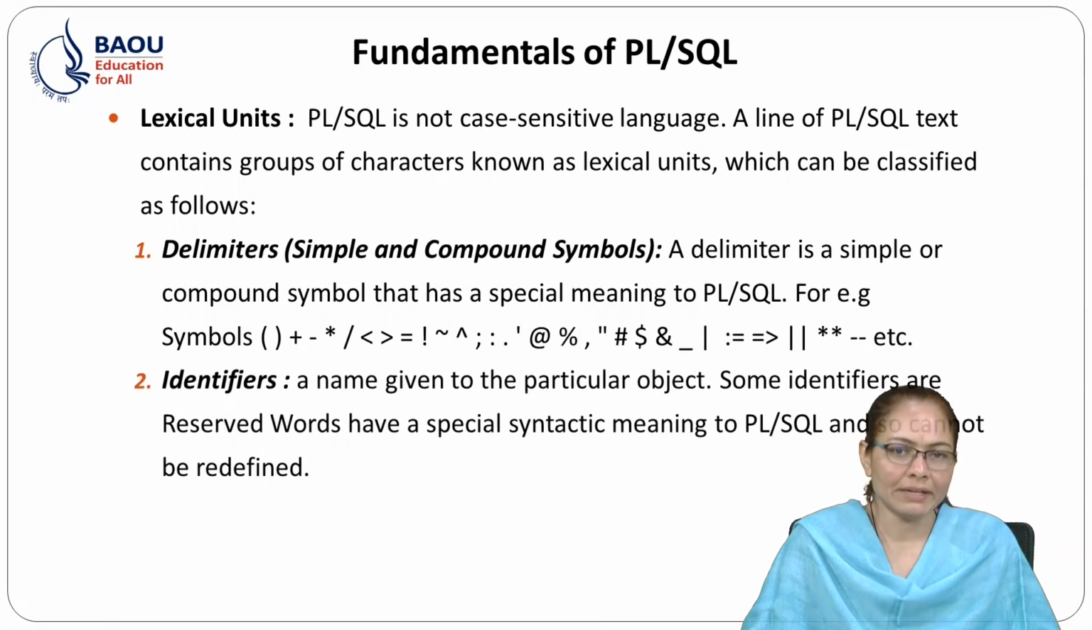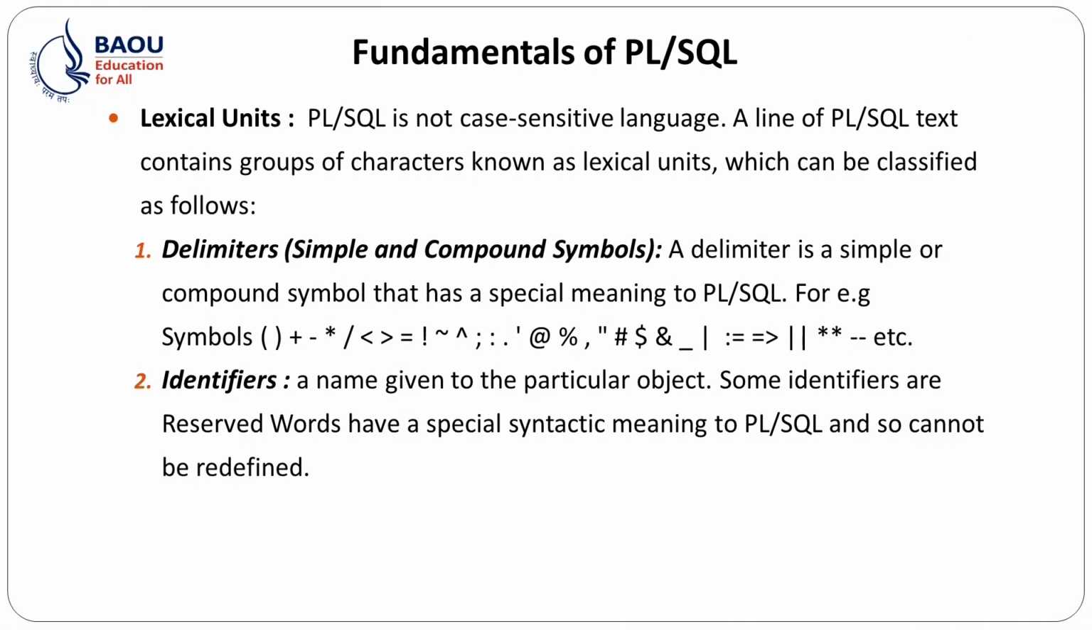Now, what are identifiers? Identifiers are also lexical units. An identifier is a name given to a particular object. We can use identifiers to name PLSQL program objects and units, which include constants, variables, exceptions, cursors, subprograms, and packages. We give names to these.